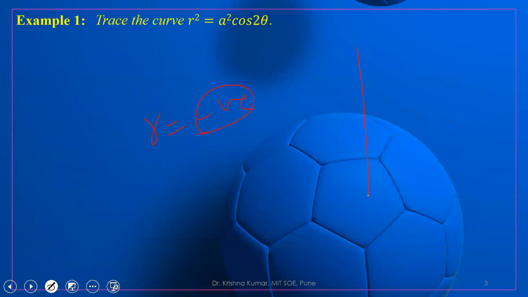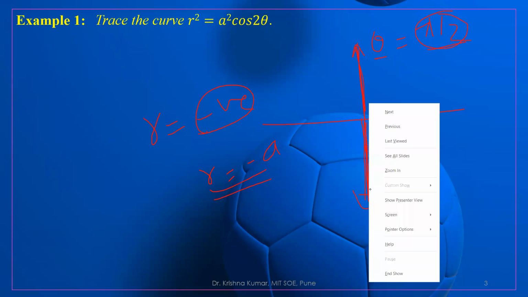Suppose, for example, this is theta equal to pi by 2. If you put the value of theta as pi by 2 and the value of r is, suppose, -a, what does that -a mean? It will be in the opposite direction. So this is -a, and this will be a, because in the case of a polar curve, r should not be negative. Correct? So if for any value of theta, r is negative, it means the value of r is just opposite to the given angle.